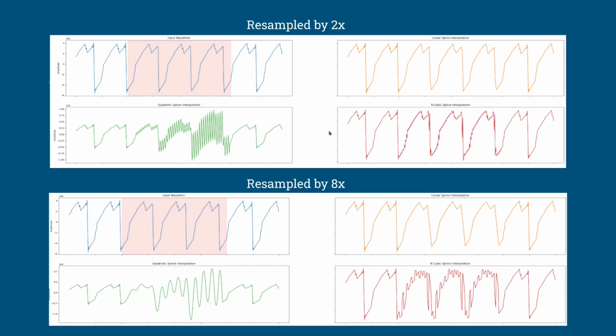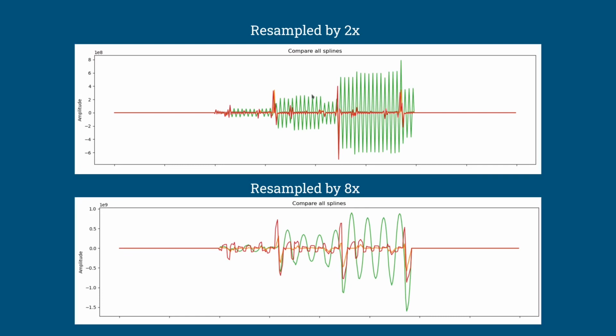In the 8x, it is a little bit more bumpy when you look at the R-cubic spline, but they do hold that same general shape. Next slide, please. Thank you. So these are the two difference graphs. Again, at the top, we have the 2x, and at the bottom, we have the 8x. Once again, the quadratic didn't work very well, so it's a little bit of a disaster.